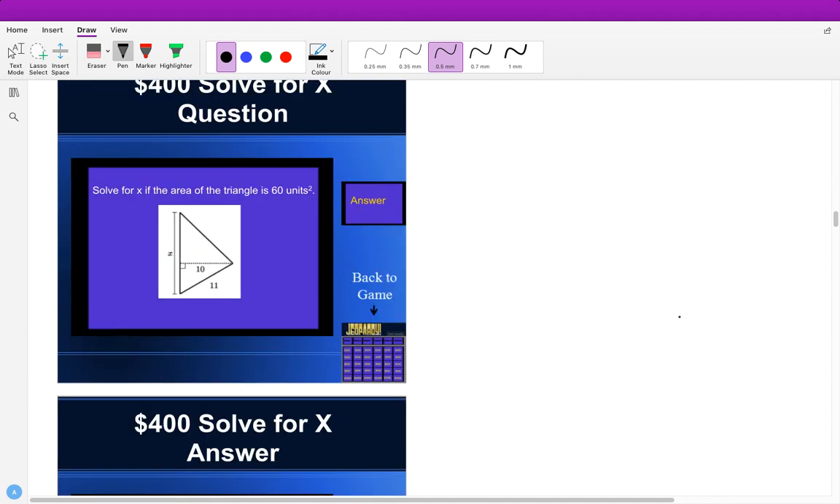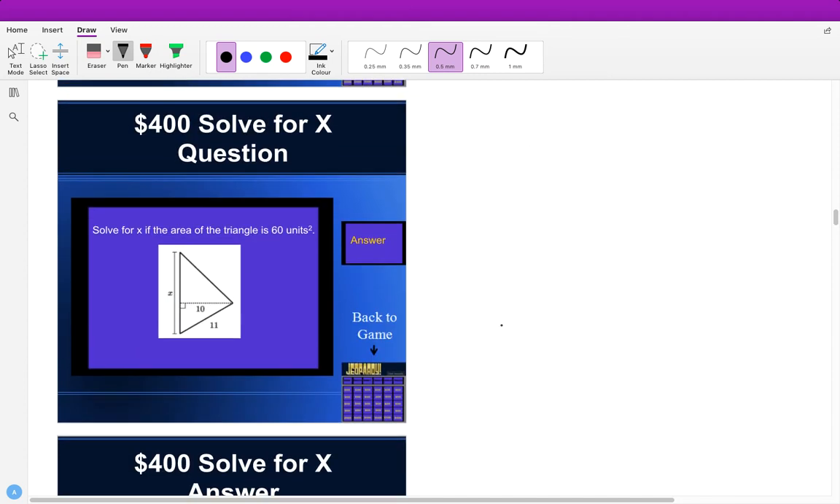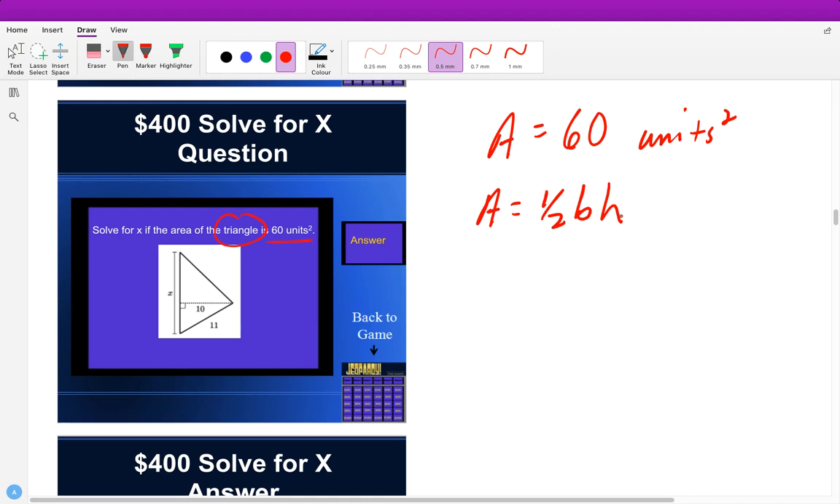All right, now for this next section, we're asked to solve for x. We're not solving for the area necessarily anymore. We might have to, depending on the problem, but we're asked to solve for x. So let's look at the information that's given to us. Well, it says solve for x if the area of the triangle is 60 units squared. So I know our area is equal to 60 units squared, right? That is very important. I know we have a triangle because it tells me that here, so I'm going to write my formula as 1/2 base times height.